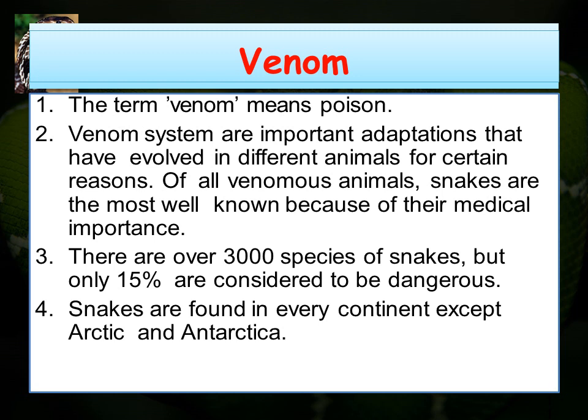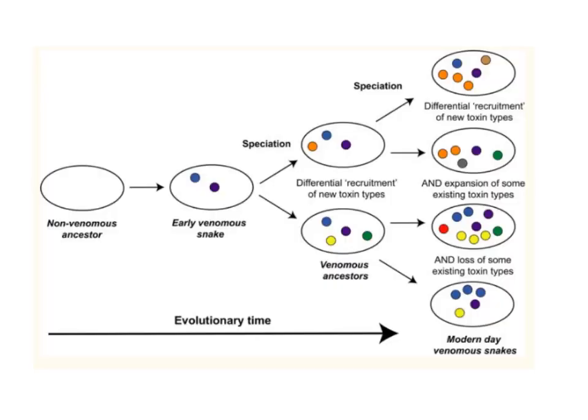Snakes are usually found in every continent except the Arctic and the Antarctic region. There are a few other countries where we do not get snakes. Just look at this picture. As we have already said, initially the snakes were non-venomous, but with the time of evolution, the snakes have adapted to include a large number of venoms.